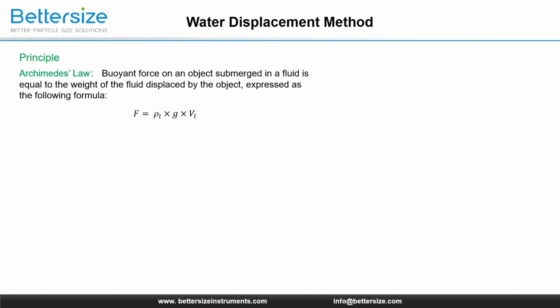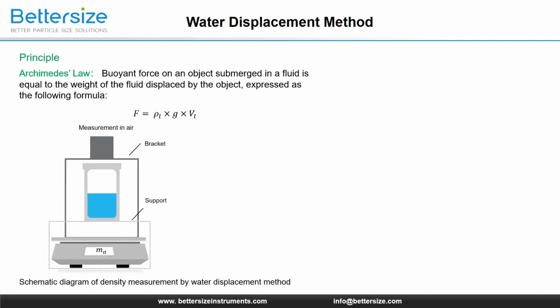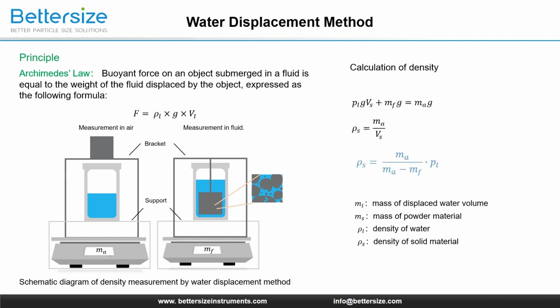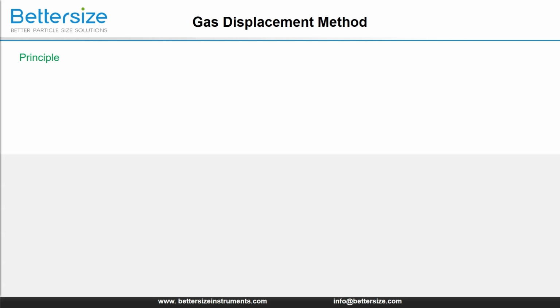To use this method, you first need to measure the mass of the object in the air using a balance. Next, hang the object from a balance and place it in water. Then carefully measure the weight of the part in liquid. Once you have measured the mass of the object and the part in the fluid, you can calculate the true density using this formula.